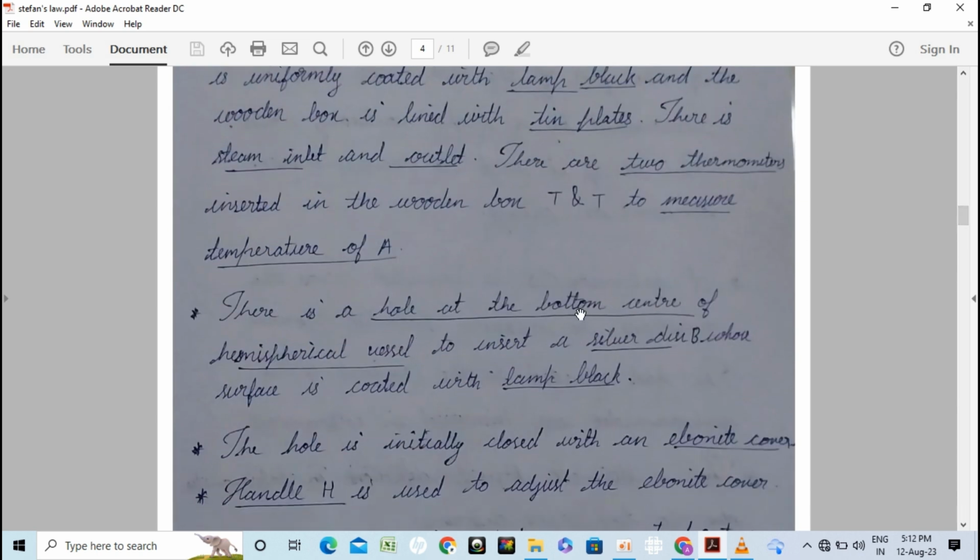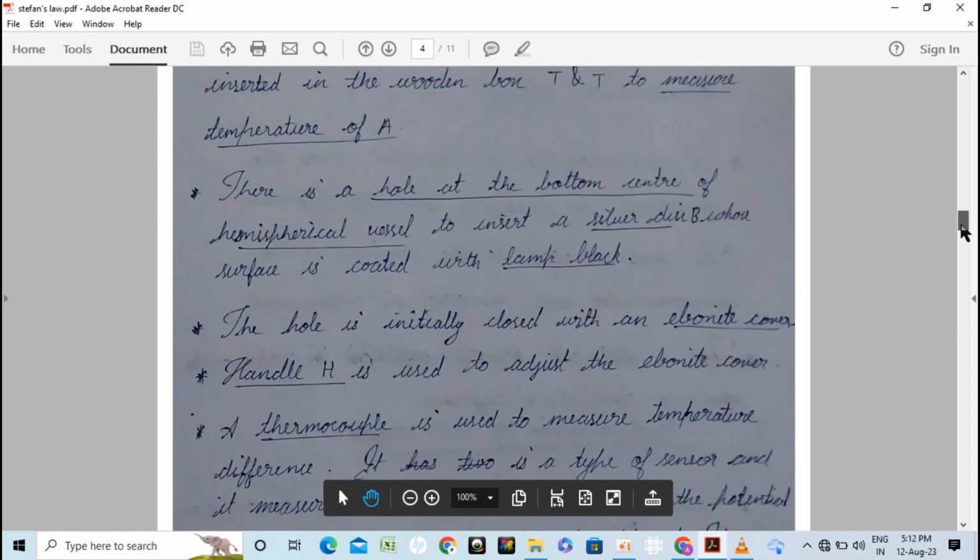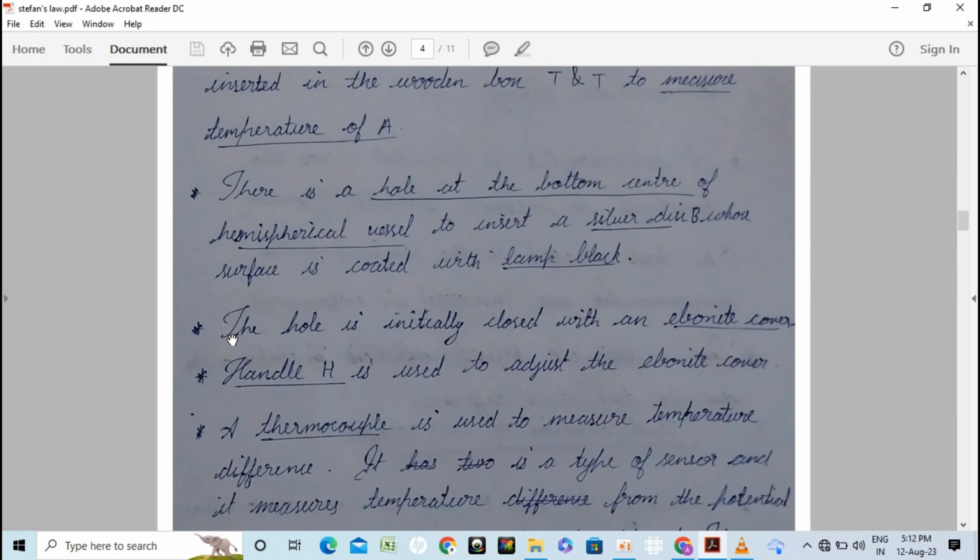There is a hole at the bottom center of the hemispherical vessel to insert a silver disc B, whose upper surface is coated with lamp black. Why are we coating with lamp black? Because lamp black can act like a black body radiator. So that's why we are coating the inner surface of the hollow hemispherical vessel with lamp black, and this upper surface of the silver disc with lamp black.